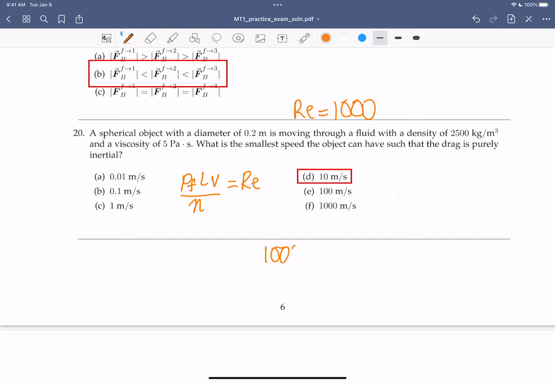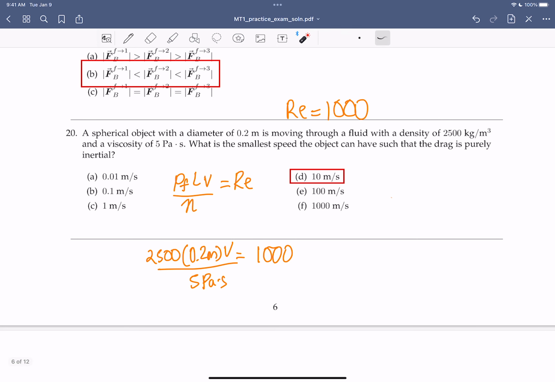So we can set that equal to 1,000. We have density of the fluid is 2,500 kilograms per meter cubed. We have the length is 0.2 meters. When we're looking at length, the length of a sphere would technically be its diameter, the whole length of that sphere. If we were to do a cross-sectional area, that sphere length would be the diameter. And so you just take 0.2 times your speed and divide by your viscosity, which is 5 Pascal seconds. 5 times 1,000 is 5,000. And then you can use that to figure out your speed there.